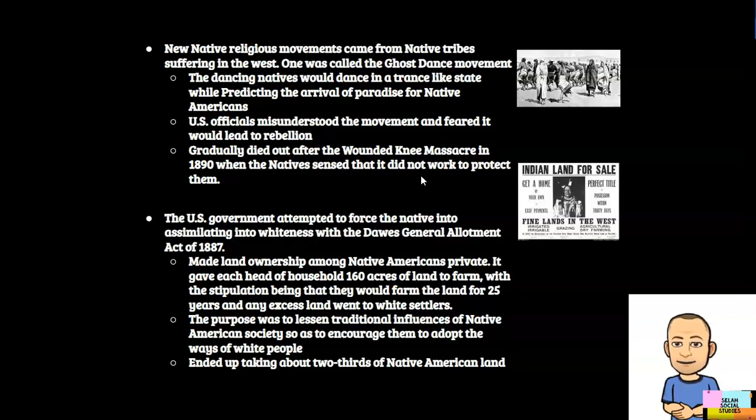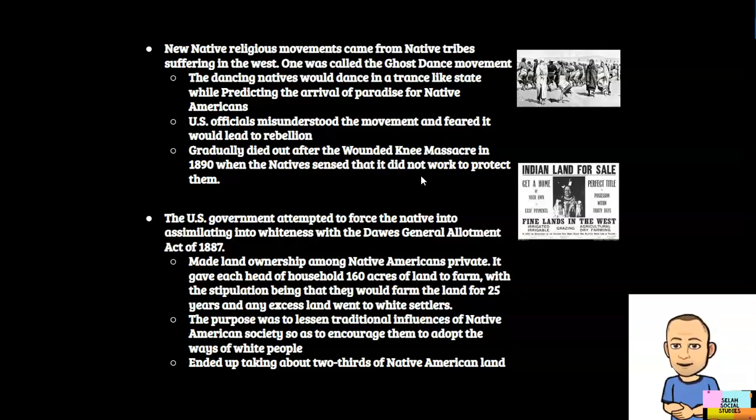So one way the federal government tried to assimilate the Native Americans to, quote-unquote, whiteness was with the Dawes General Allotment Act. This act made land ownership among Native Americans private. Usually Native Americans didn't practice private land ownership. They would share the land and have communal gardens and hunting grounds. The idea of private land ownership, along with the forced spread of Christianity, tried to encourage the Native Americans to lessen their traditional influences and to adopt the ways of white people. And this act also resulted in taking away about 2/3 of the Native American land.